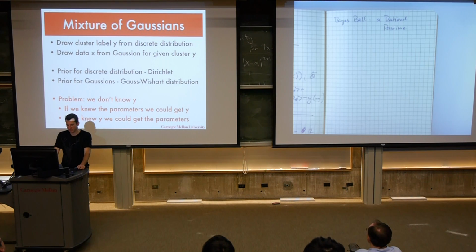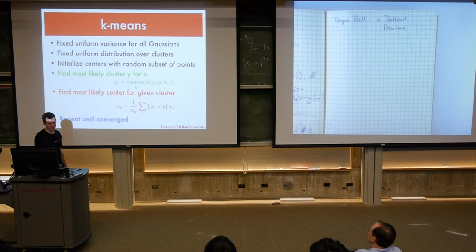The problem is, of course, we don't know the y's, and this is kind of a chicken and egg problem, right? If we knew the parameters, we could get the y's really easily, and if we knew the y's, we could get the parameters really easily. And as a matter of fact, this is what Kmeans does.